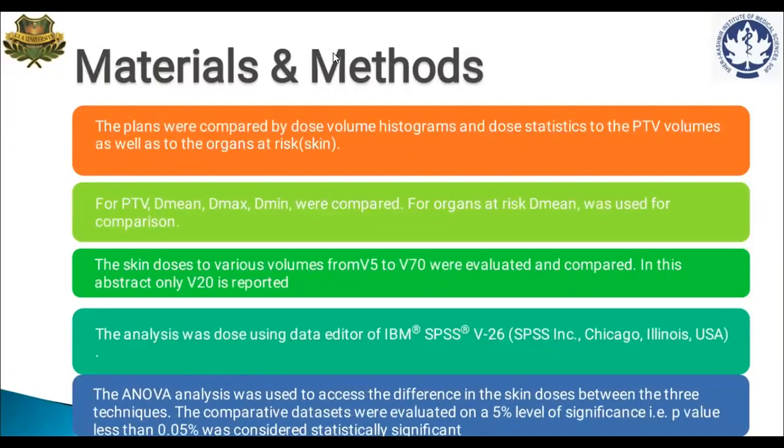The plans were compared by the dose volume histograms and dose statistics to the PTV volumes as well as to the organs at risk. The organ at risk was skin in this research. For PTV, D mean, D max, D minimum were compared. For organs at risk, D mean was used for comparison.